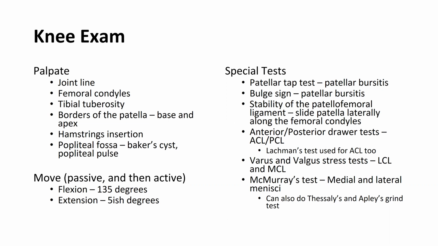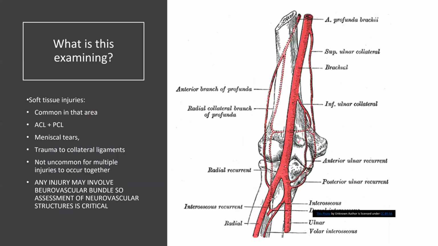Most of the time when you're diagnosing these conditions in a clinic, it is not uncommon for multiple injuries to occur together. So if they test positive to, say, an ACL or a meniscal tear, they're most likely going to have another type of knee injury as well. And that's just, again, due to the nature of movement in the knee. So why this area is so important is because any injury may involve the neurovascular bundle. So assessment of the neurovascular structures is absolutely critical.